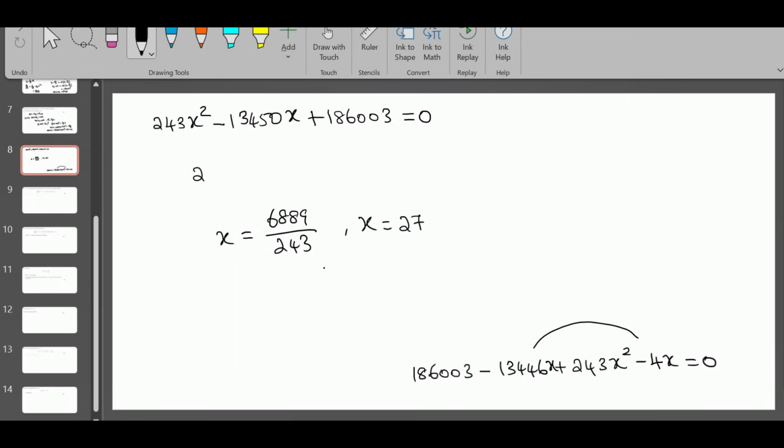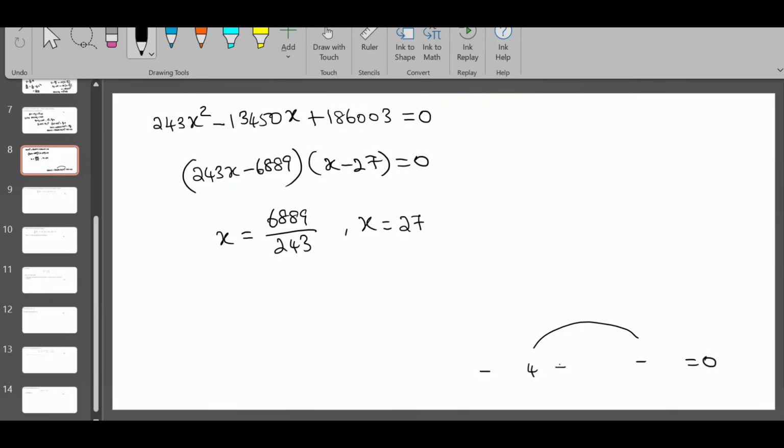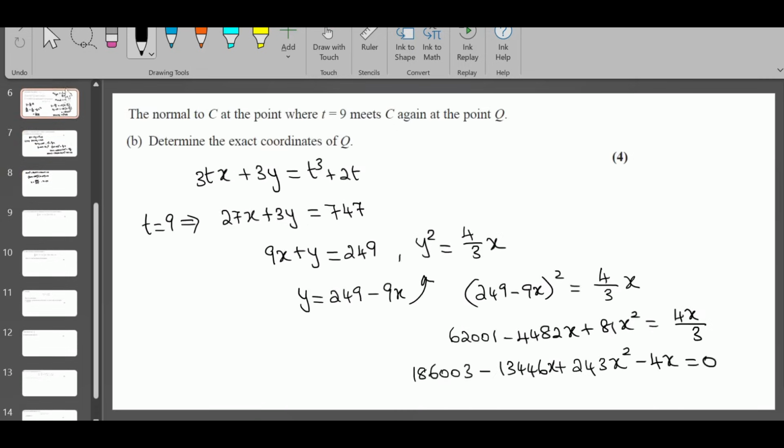So you need to write this step: 243x minus 6889 times x minus 27 is equal to 0. So we need to find out which one is the x coordinate of the point we are trying to find out. Okay, go back to the question now.